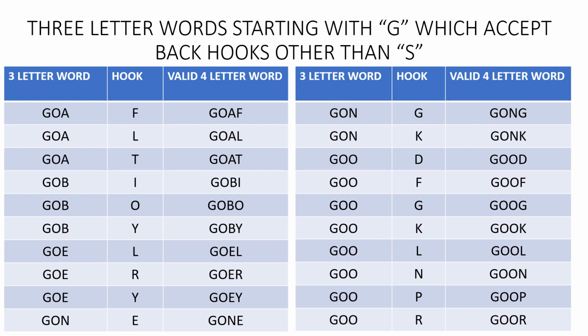And in this slide, you see that a word like GOO accepts so many, like 8 letters as back hook. I'm giving you the words like good, goof, goog, gook, gool, goon, goop, goos. So if anyone has placed the word GOO, you've got a very good opportunity to play your high scoring word over there.